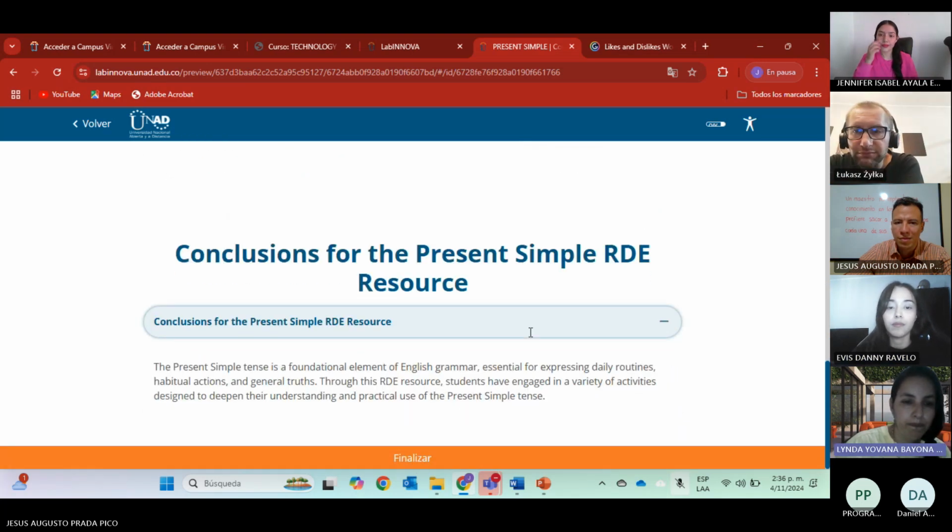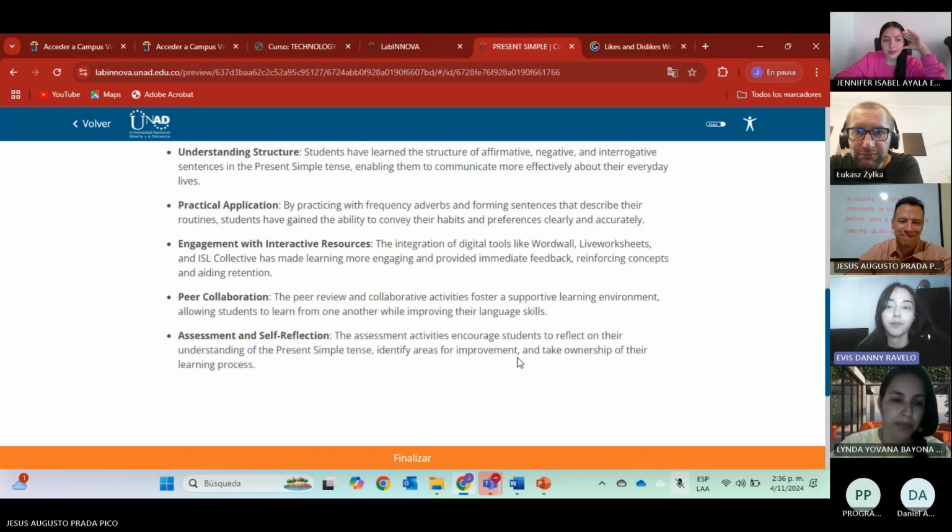Okay, Jesus, the two lines that are missing in the past part. Left two. Yeah, thank you. Okay, the peer collaboration: the peer review and the collaborative activity foster a supportive learning environment, allowing students to learn from one another whilst improving their language skills.